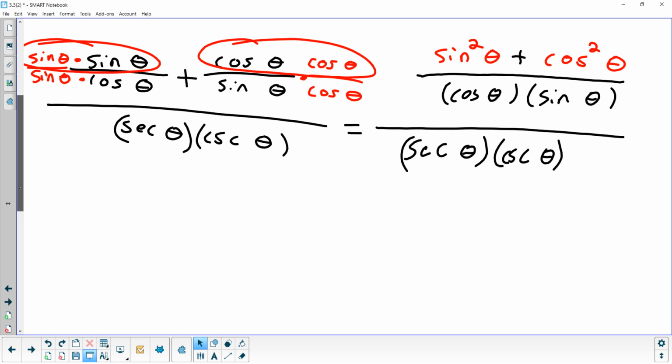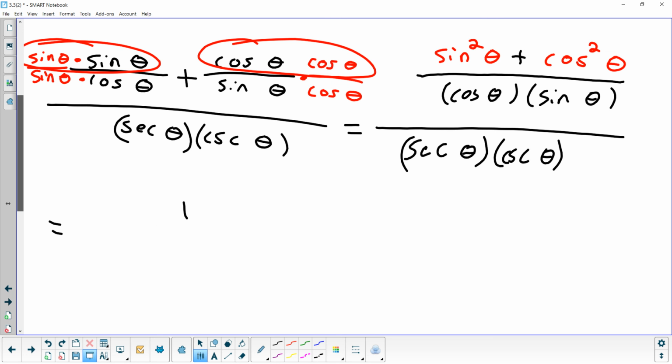All right, and now there's something there that we can recognize from that last step. Anybody recognize something that's going to simplify a lot? This sine squared plus cosine squared will become 1. So that entire numerator becomes 1.